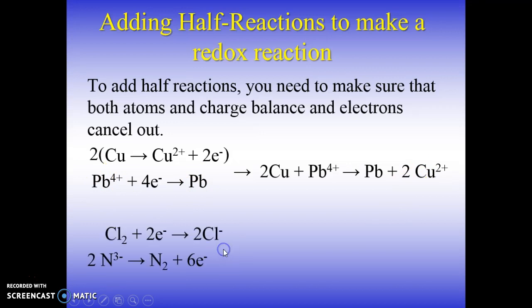So if I do another example, here's my 2 half reactions that I want to add together. I've got 2 electrons here. I've got 6 electrons here. Well, that's not going to work. So first thing I want to be able to do is make sure that my electrons are going to cancel out. So I'm going to multiply this whole equation by 3, which means overall I got 6 electrons to cancel out, so I don't have to include those. 3 chlorines, 6 chlorides, 2 nitrides, 1 N2.